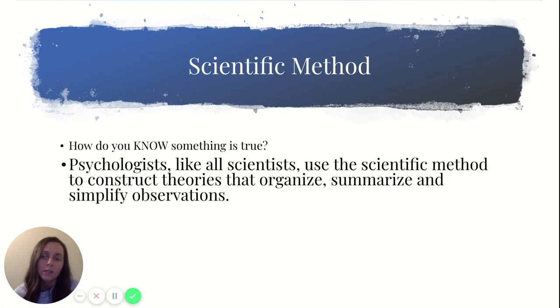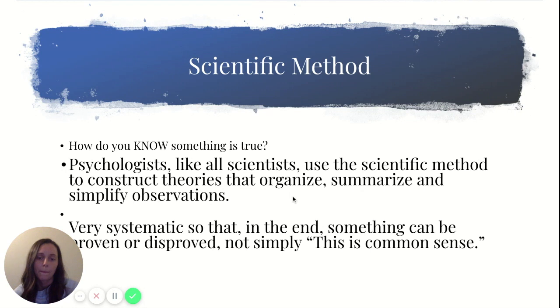So we have a scientific method. Psychologists, just like all other scientists, use a scientific method to construct theories that organize, summarize, and simplify observation. So we have a method just like everyone else. It's very systematic because we never want to get to the point where we say, oh, this is common sense. No, that's not scientific, and it might be common sense to you, but it might not be to another person. So that's not good enough to just say overall, because something can be proven or disproven.